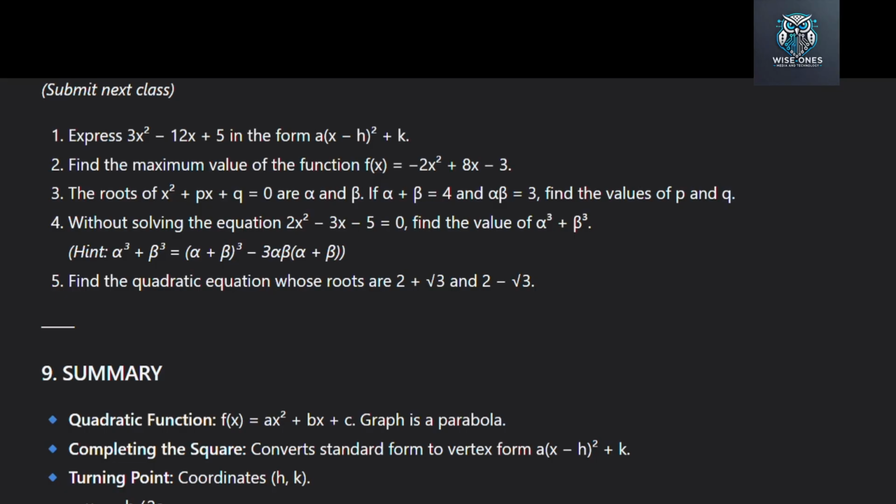Question 3. The roots of x squared plus px plus q equals 0 are alpha and beta. If alpha plus beta equals 4 and alpha beta equals 3, find the values of p and q. Question 4. Without solving the equation 2x squared minus 3x minus 5 equals 0, find the value of alpha cubed plus beta cubed. Hence, alpha cubed plus beta cubed equals open bracket alpha plus beta close bracket cubed minus 3 alpha beta times open bracket alpha plus beta close bracket.